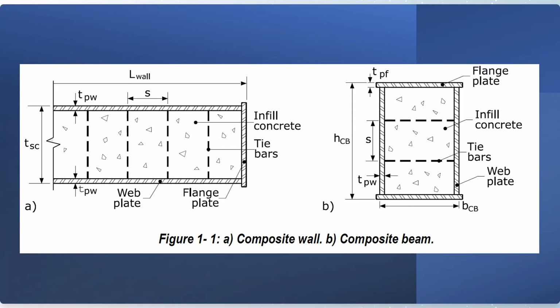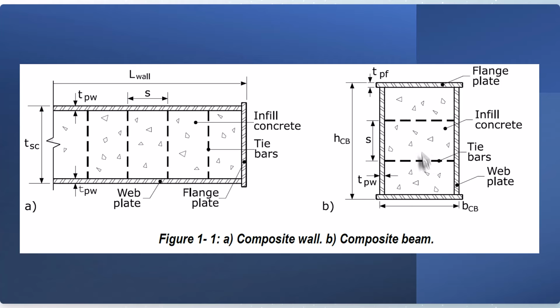Each wall segment consists of two steel web plates along its length, with flange or closure plates at the ends, as shown in Figure 1-1A. The web plates are interconnected using regularly spaced tie bars arranged in both horizontal and vertical directions, providing sufficient stiffness to the wall before the concrete is poured in.